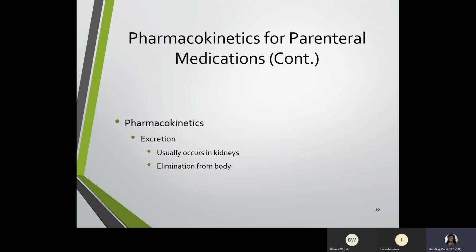So it has to leave from the body. Now, excretion usually occurs in the kidneys, but excretion can go one or two ways. It can either be through liquid waste or through solid waste.